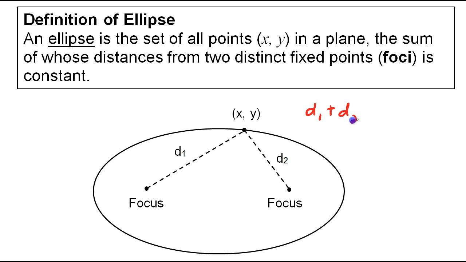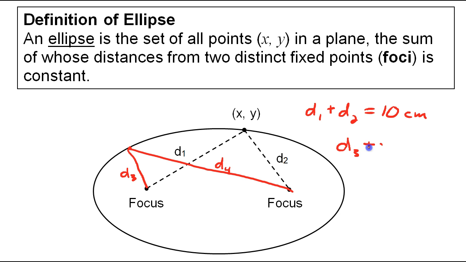is 10. Let's say it's 10 centimeters. That means for any other point, I can pick this point right here, and I can connect that point to each of the two foci. The distance here, I'll call it D3 and D4 just to make it different, but in this case D3 plus D4 would also equal 10 centimeters.